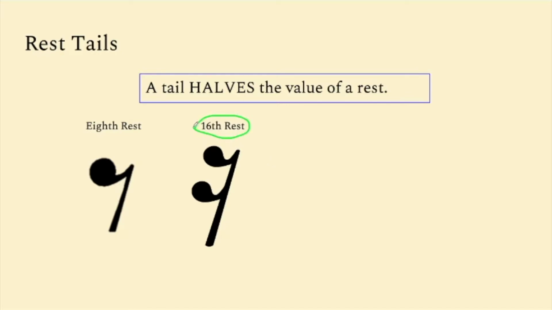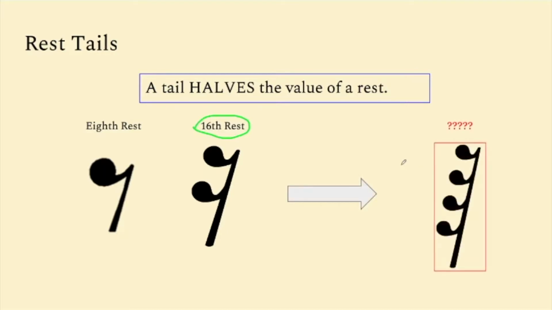Now let's take a look at another example. Here, we see four tails: 1, 2, 3, and 4. So we just learned that two tails make a 16th rest. If we add another tail to that, we further halve the 16th rest to a 32nd rest. And if we add the fourth and final tail, we further halve it into a 64th rest. Just like with notes, we don't normally see rests that are smaller than a 64th rest, because if we go even shorter than a 64th rest, it gets really hard to count.